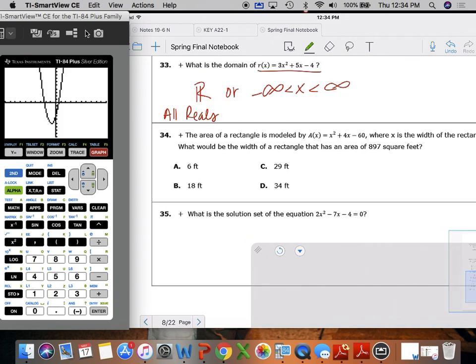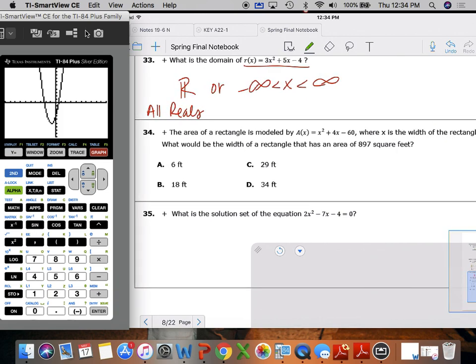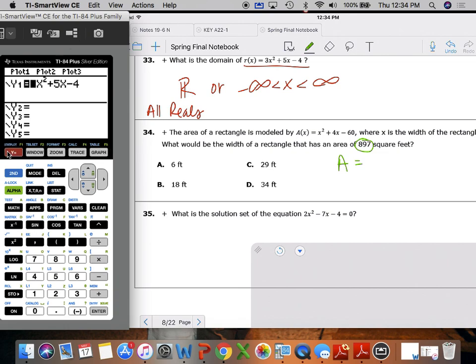Problem 34 says the area of a rectangle is modeled by A of x equals x squared plus 4x minus 60, where x is the width of the rectangle. What would be the width of a rectangle that has an area of 897? So this here, they're giving us an area. They're giving us an A value. So what I'm going to do, what I think most students find is the easiest thing to do, is plug in the equation exactly like I see it.